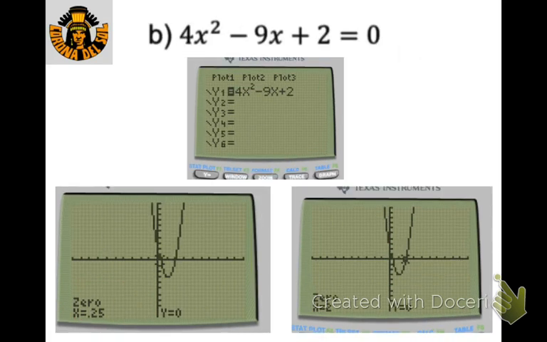And then the next one, when I graphed it, it looked like this graph. So I found one of the zeros was right here, and it was 0.25. And then the other one was right there, and it crossed the x-axis at 2. So those are the two answers that satisfy the quadratic equation. So each of those numbers makes that equation true.